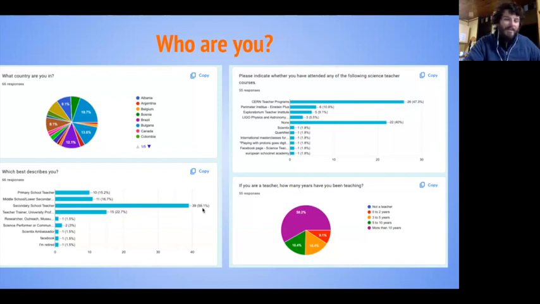Anyways, there's more secondary school teachers than anything else. There's a good representation of primary and middle school teachers and teacher trainers. And almost half of you have been on CERN teacher programs. So a lot of you probably have a good foundation in particle physics. Some of you have been on other courses.